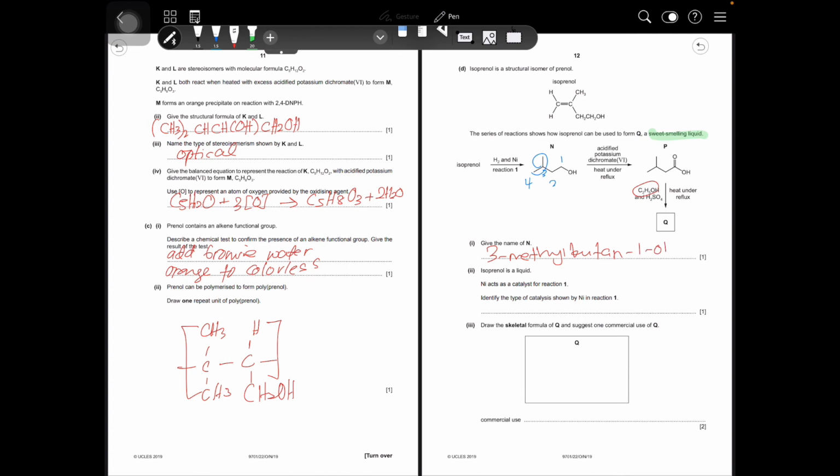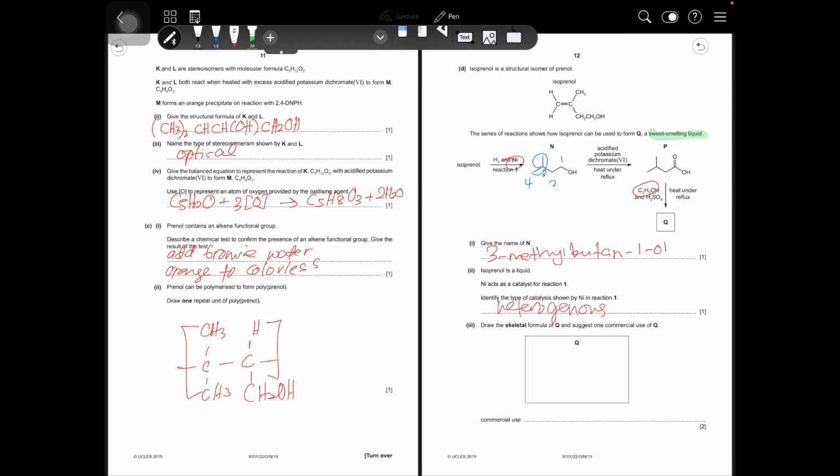So isoprenol is a liquid and nickel acts as a catalyst for reaction 1. Okay, so identify the type of catalysis shown by nickel in reaction 1. So since isoprenol is a liquid and nickel, which is a metal, is definitely a solid, the catalyst has a different phase compared to the reactant. So this is heterogeneous catalysis.